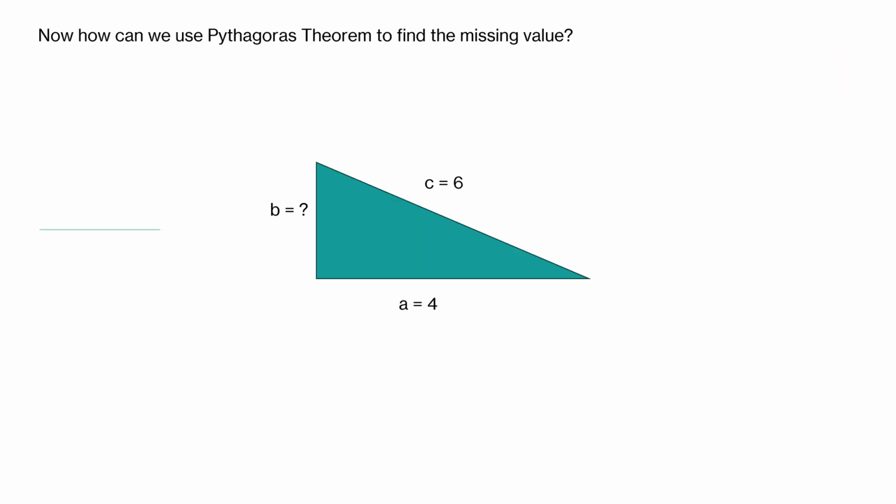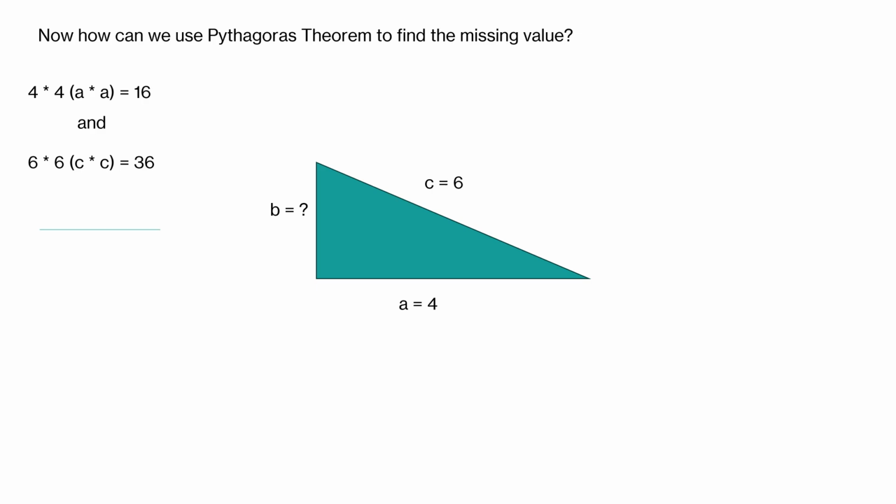That's our answer. But what about other sides? First, let's take our formula. Unlike last time, where it was 3 squared plus 4 squared equals C squared, or 5, this time it's 4 squared plus B squared equals 6 squared. First, let's calculate the parts we do know. 4 times 4 equals 16, and 6 times 6 equals 36.